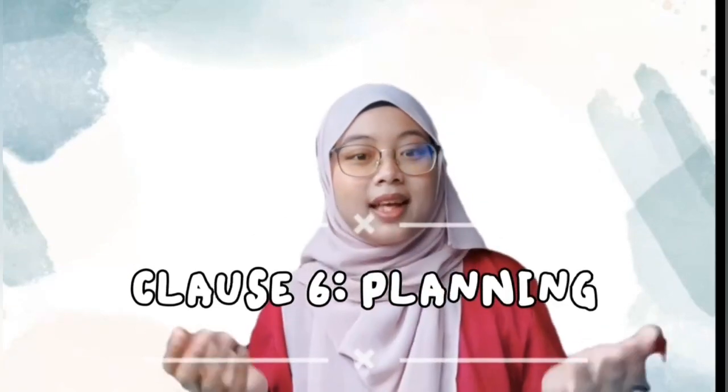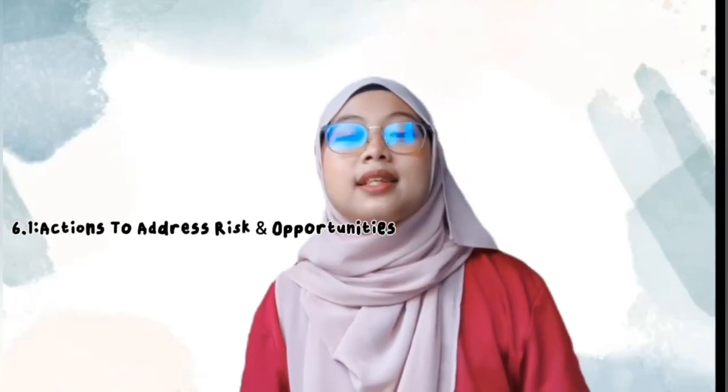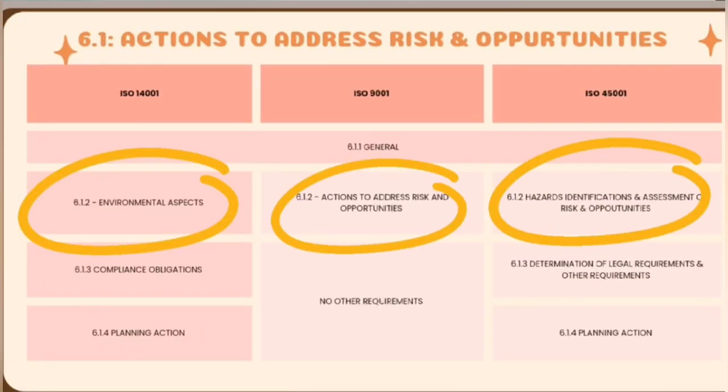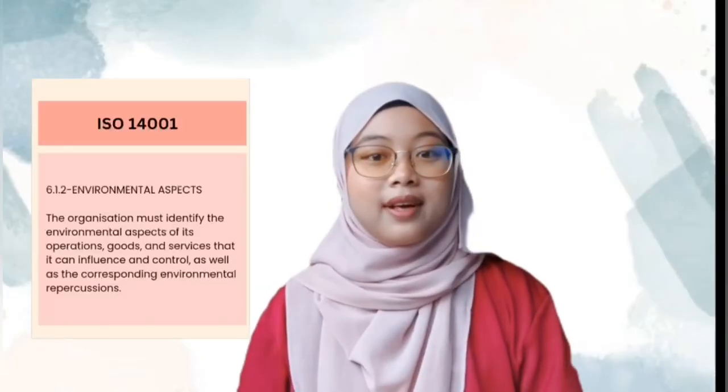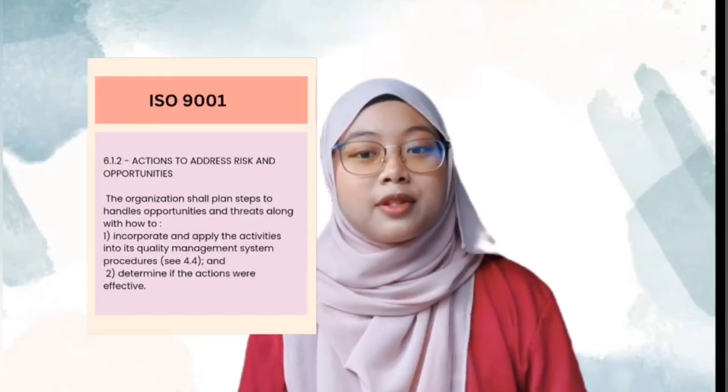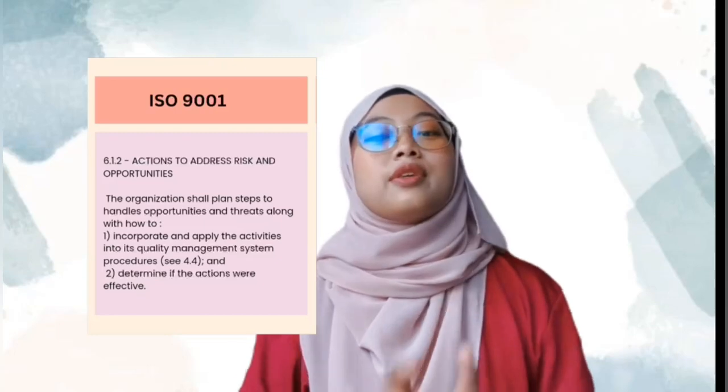Hi everyone, Assalamualaikum. Right now, I will be discussing the differences of ISO 14001, ISO 9001 and ISO 45001 in Clause 6, Planning. In Clause 6, there are Section 6.1, Actions to address risks and opportunities, and Section 6.2, Objectives and planning to achieve them. In Section 6.1, ISO 14001 is concerned with identifying and assessing environmental factors, ISO 9001 emphasizes taking steps to address risks and opportunities, and ISO 45001 focuses on hazard identification and evaluation of risks and opportunities.